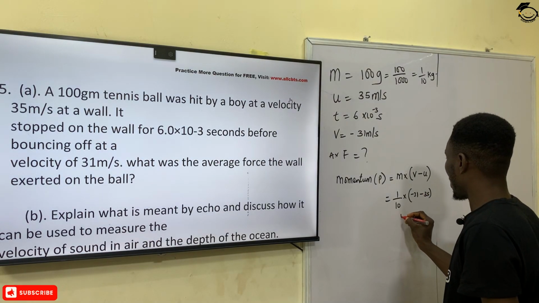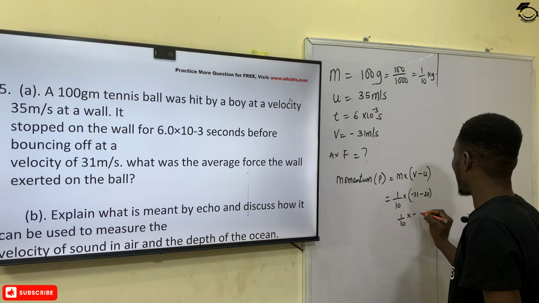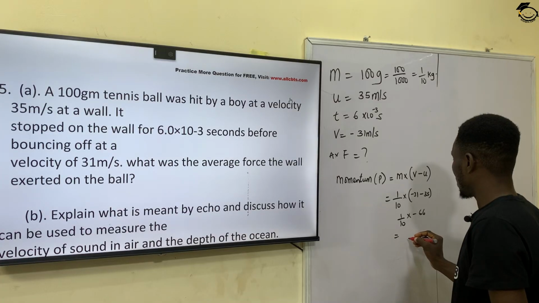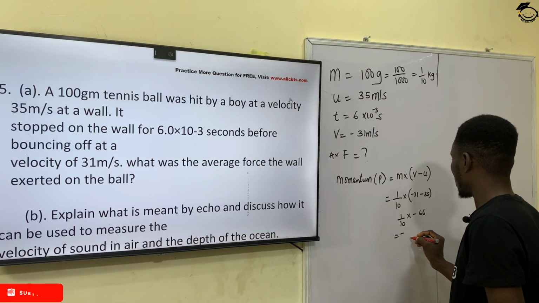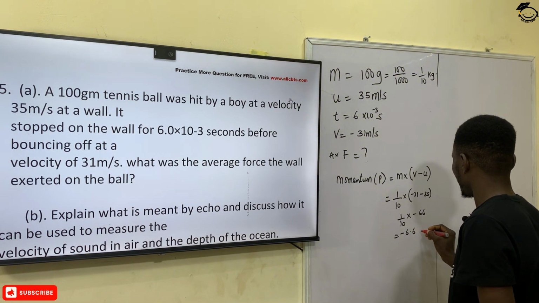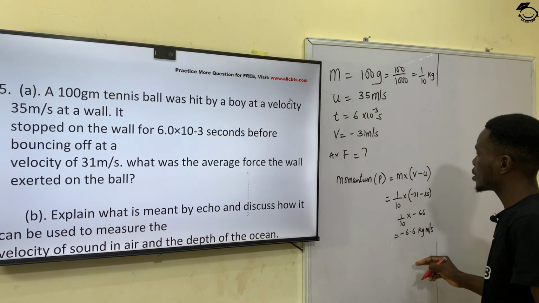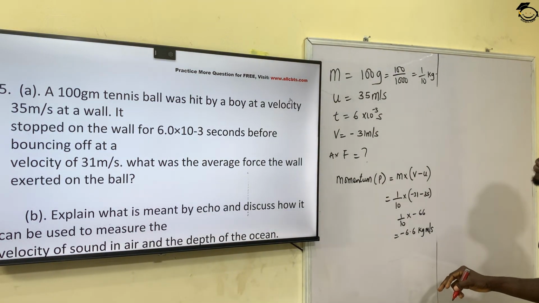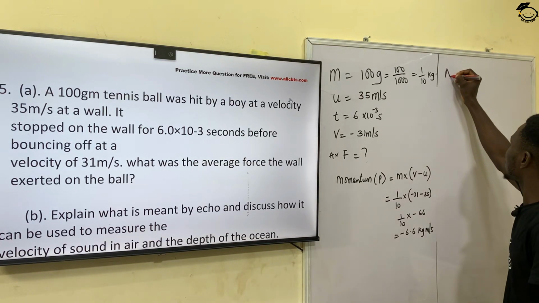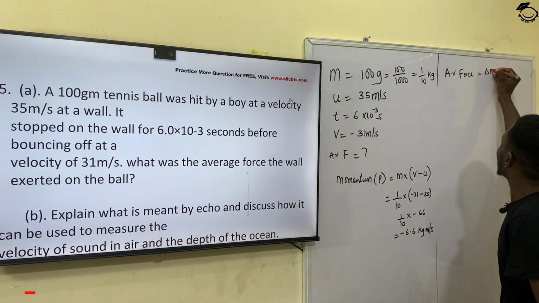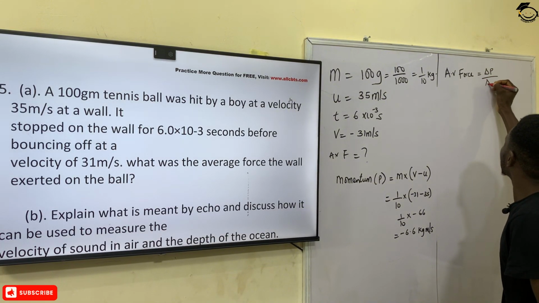So that's the same thing as saying I have 1 over 10 times minus 66, which, if I divide by 10, will give me minus 6.6 kilogram meter per second. So this is the change in momentum. Now, since I've gotten the change in momentum of the ball, I'll have to find what? Average force. My average force is equal to change in momentum over change in time.